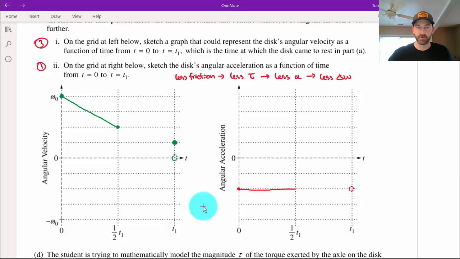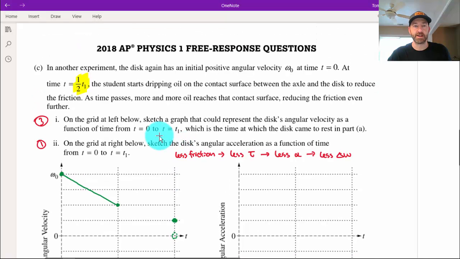Between the point that I've got right here, sorry, I should be using my highlighted cursor, and the point right here. Is it going to be a straight line there? Is it going to be a curve? The key is up here at the top. They say as time passes, more and more oil reaches.